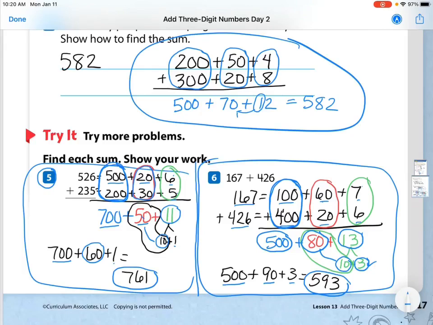I hope that you listened to me earlier and wrote it out in expanded form to get your answers. And I hope that you fully understand how we can go about adding 3-digit numbers even when we have to do regrouping.